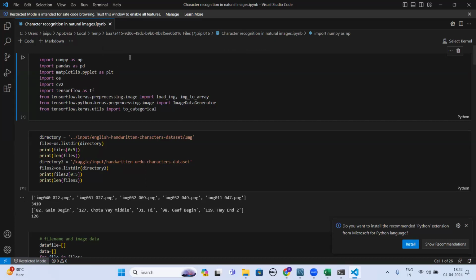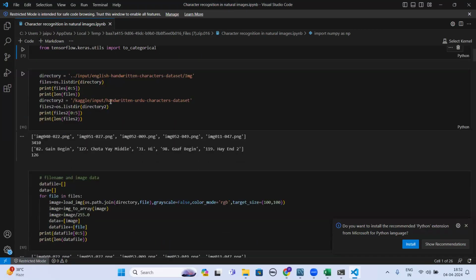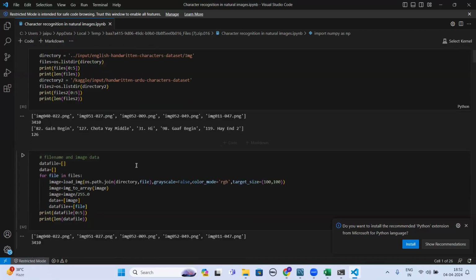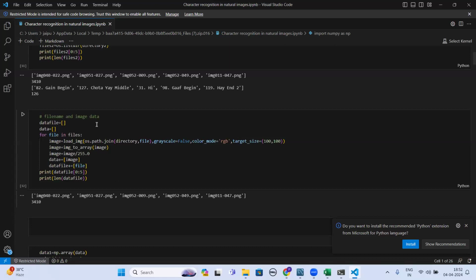So they are importing all the important libraries. Then you can specify the directory, get the files, and get all the images along with their labels. Then the next part is that you will scale the image by dividing by 255. Print the length. There are 3410 images in total.